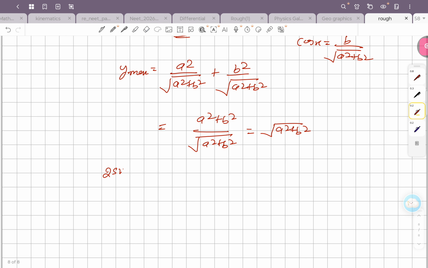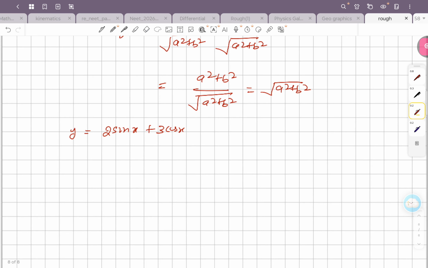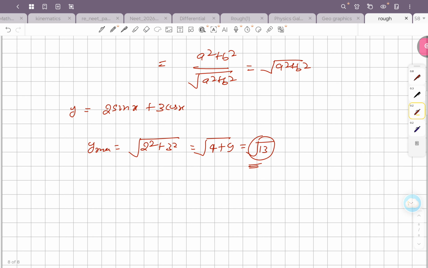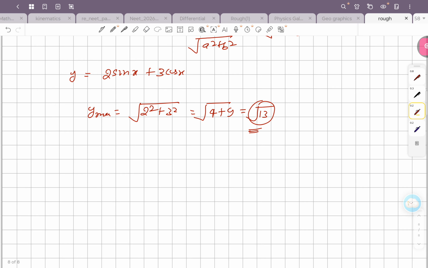Suppose that you are given 2 sin x plus 3 cos x, such type of function. How can you find the y maximum? Just remember the formula: root of 2 square plus 3 square. That is equal to root of 4 plus 9, root 13. This is the maximum value. I think you understand how to find it. Suppose that you are given minus sin x plus cos x, how can you find it? This is root of minus 1 square plus 1 square, that is root 2. This is the maximum value.